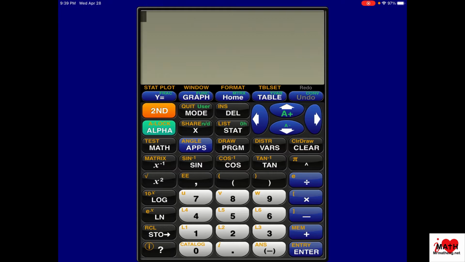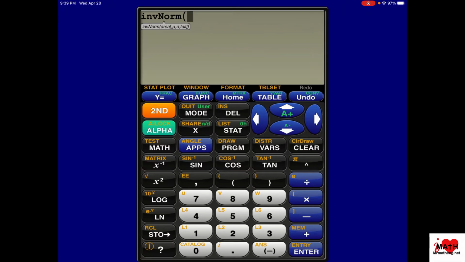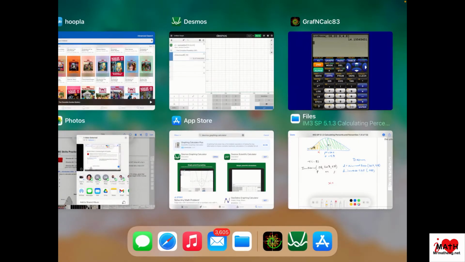Let's pretend you didn't know how to get there. So second inverse is below the arrow, down arrow, and then inverse norm is number 3. You can click number 3 or just type it. What's nice about this is it'll tell you, so what is the area? The area in this problem was 0.08, comma, our mean was 20.9, and standard deviation of 4.8. And our answer is 14.16.